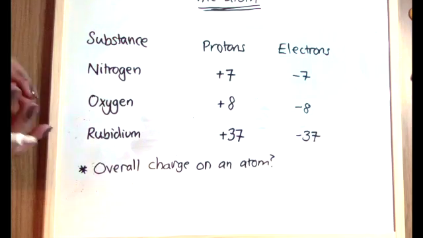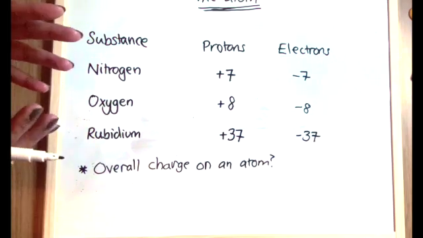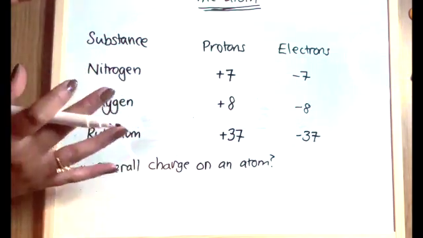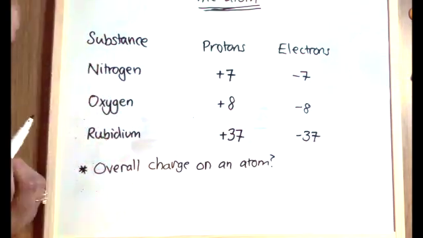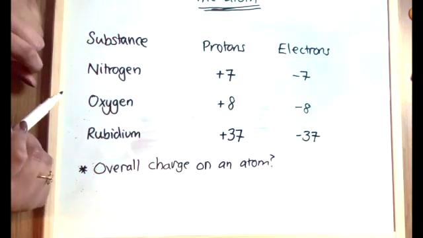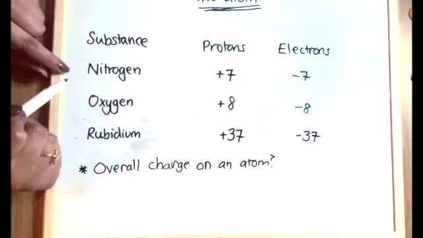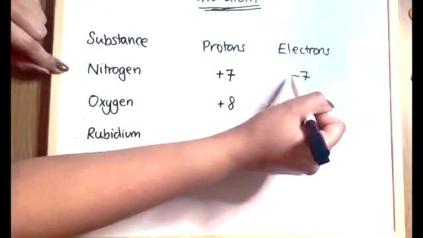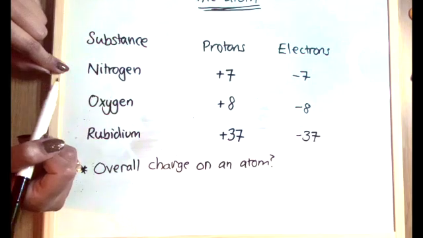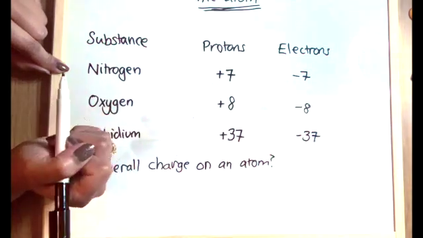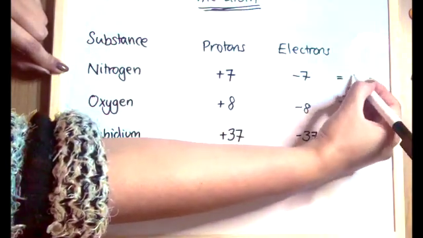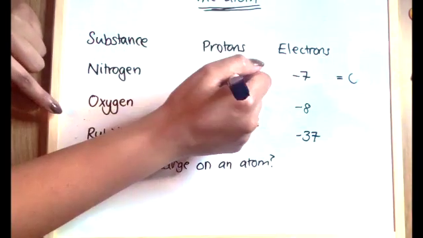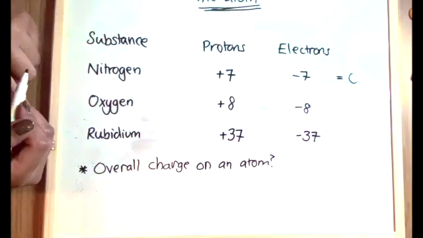Now, the neutrons have no charge, so we don't really need to think about the neutrons in terms of the overall charge because they don't contribute. They're not positive, they're not negative. But the protons and electrons are. Now, if we look at our nitrogen, if I have 7 positive protons and 7 negative electrons, that's +7 and -7, the overall charge here is 0. Because my 7 positives are cancelled out with my 7 negatives.